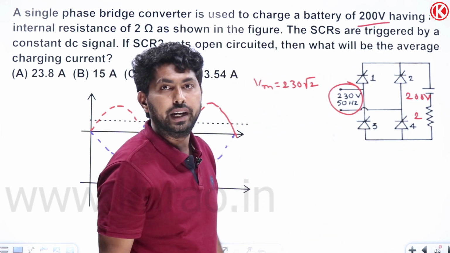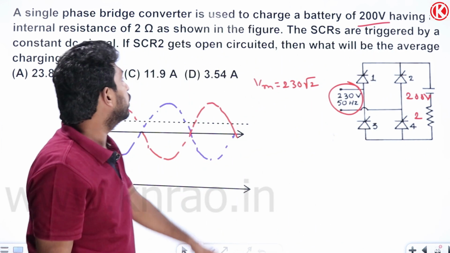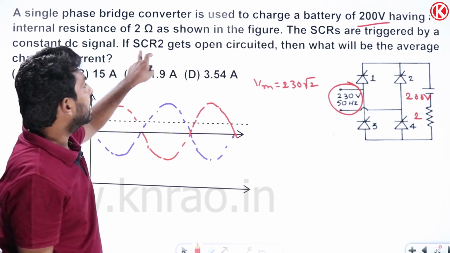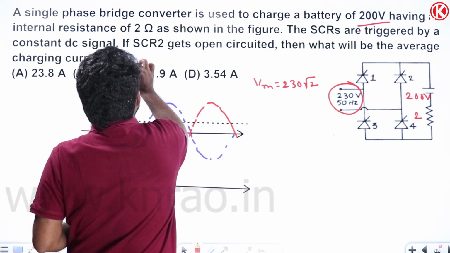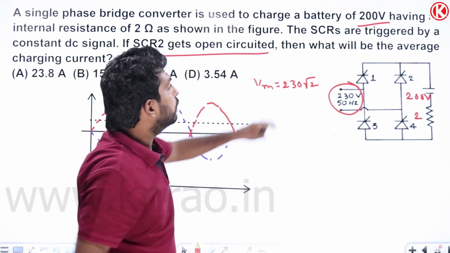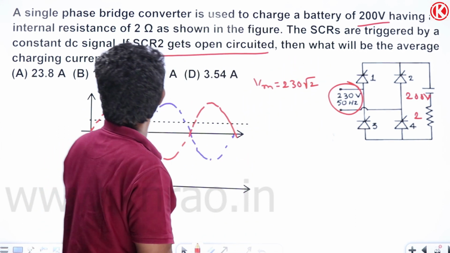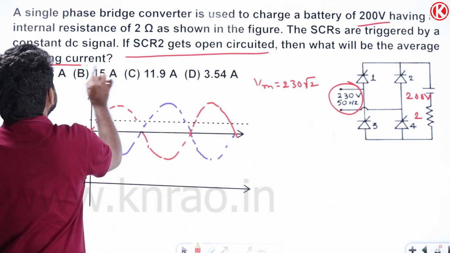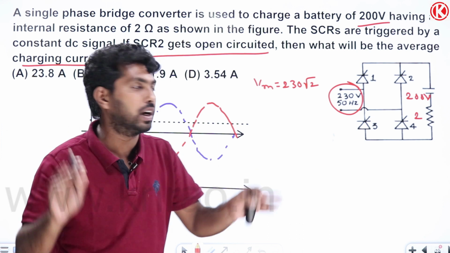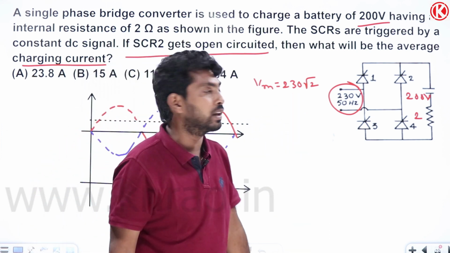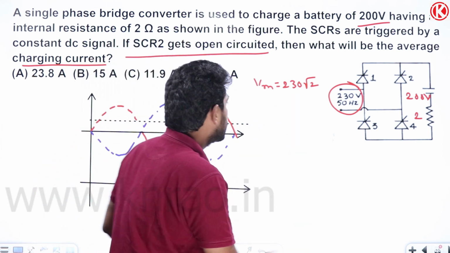Now what do we have to find? Observe here. If SCR2 gets open circuited, what will be the average output voltage? And what will be the average charging current? We need to find the average charging current if one of the SCRs is open circuited.